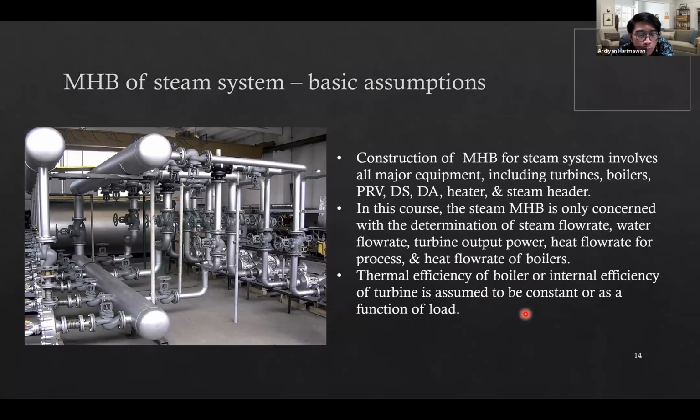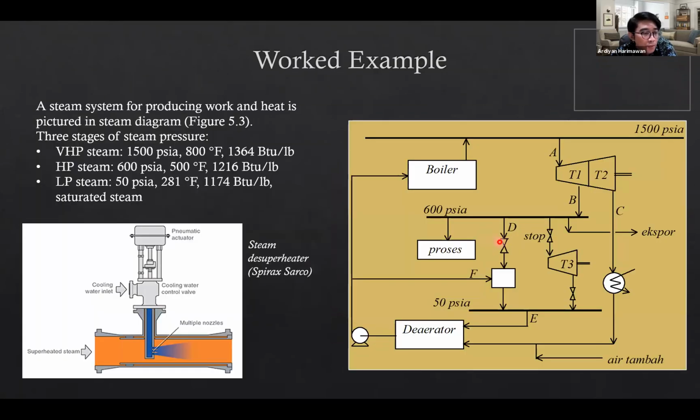Okay, the thermal efficiency of the boiler or the internal efficiency of the turbine can be assumed to be constant or as a function of load. So it's not changing if we change the flow rate or we change the types of the steam. So this is the diagram, or the example of the steam usage in the steam ladder diagram. This is the steam system for producing work and heat in the picture of the steam diagram. In this diagram, we have a boiler. Boiler is sometimes drawn under the first ladder to optimize the space of the drawing.